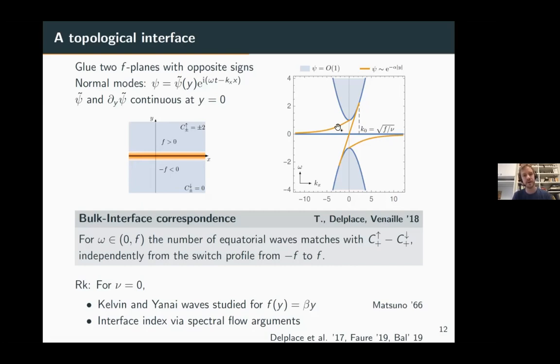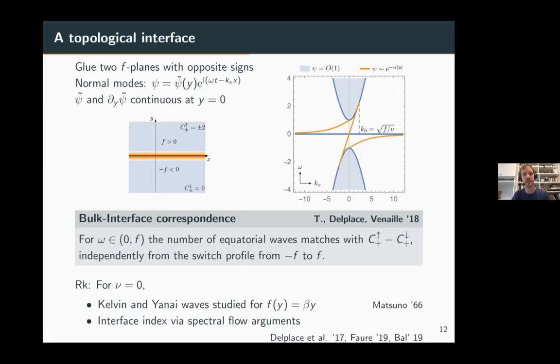Okay, and the fact that it's topological means that the way you switch from -f to f is completely irrelevant. Here it's convenient because we can compute everything, but we could take any profile from a negative to a positive Coriolis force. We will always count 2 edge modes or interface modes in that case.